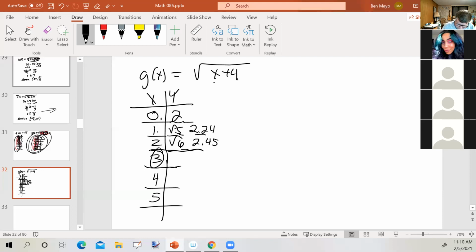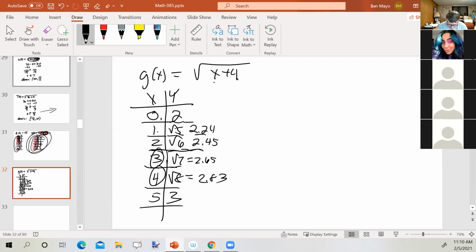What if x is 3? What's 3 plus 4? 7. What's the square root of 7? Well, let's see, the square root of 7 is 2.65, approximately 2.65. What if x is 4? What's 4 plus 4? 8. What's the square root of 8? Well, let's see. The square root of 8 is 2.83. And what's 5 plus 4? 9. What's the square root of 9? 3. Oh, finally, some nice numbers, right?